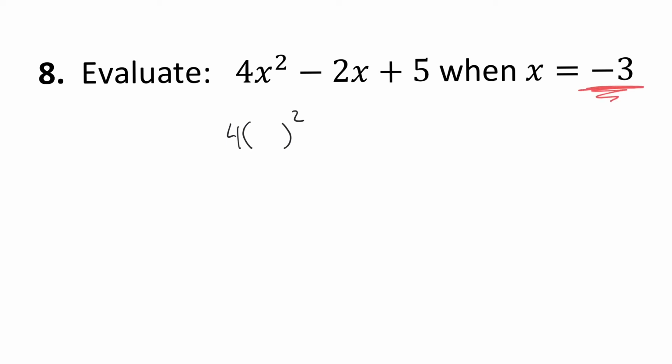So here we go. Negative 3 goes into the x. Then I have a minus 2 parentheses, and I'm going to substitute the negative 3 again. And then I have the plus 5. Now, to simplify, notice we don't have any more variables. There's no more letters, but we need to simplify. We need to find what is the value. So we need to use PEMDAS. Using PEMDAS, again, PEMDAS is the order of operations.